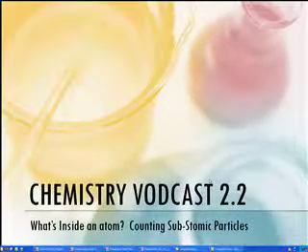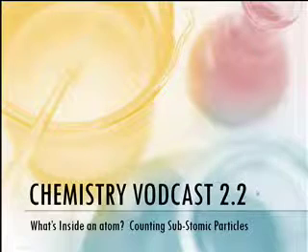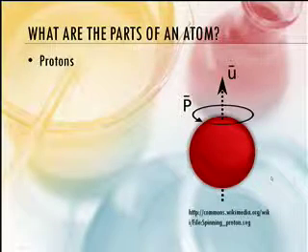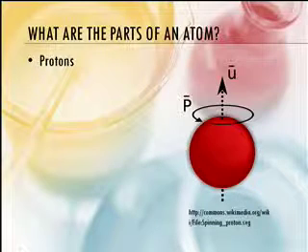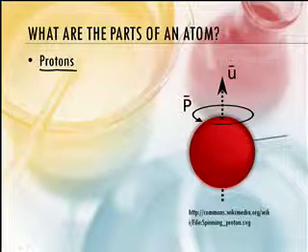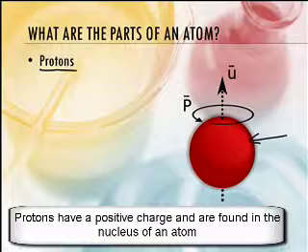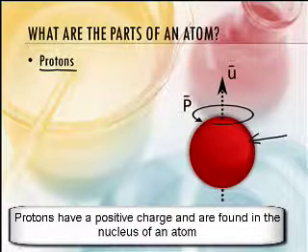Well, here we are. Today we want to start counting subatomic particles. So this is video podcast 2.2. What are the parts of an atom? One thing is called a proton. A proton, if you really want to envision it, is really just like a tiny sphere inside of the nucleus of an atom.